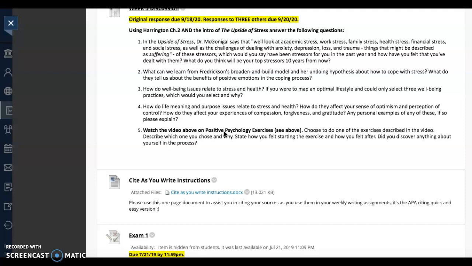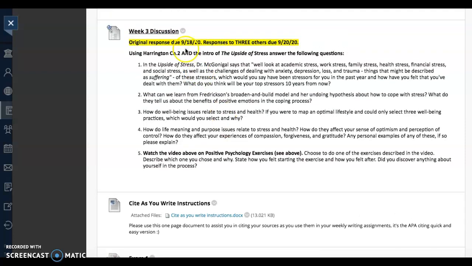Is packed with various exercises she uses to get us to understand our stress a little bit more and work around it a little bit better. So again, your original response is due Friday, the 18th, and then your response to 3 other people by Sunday. You should be splitting it up. The main reason I do this is so that everyone has a chance to post by Friday.